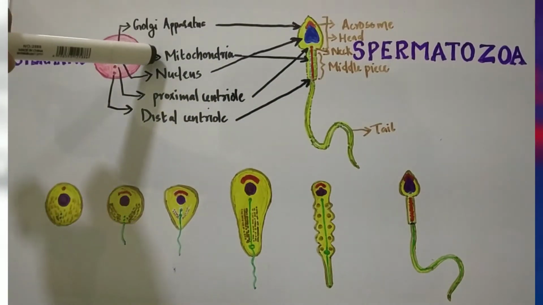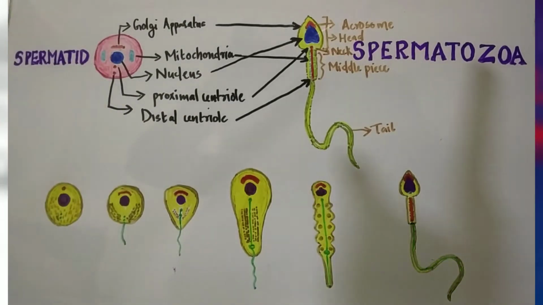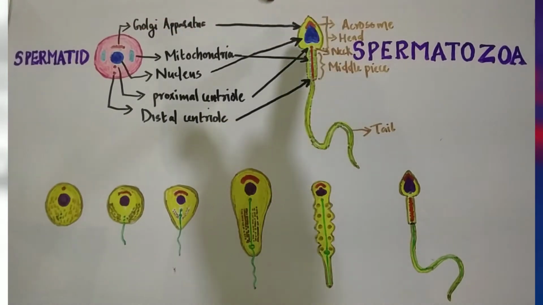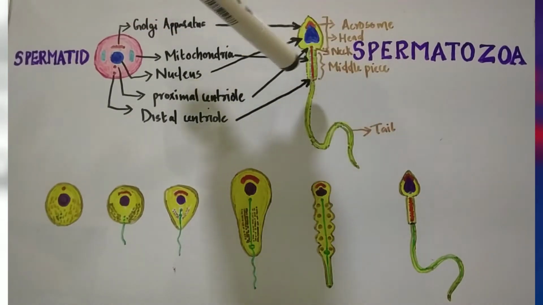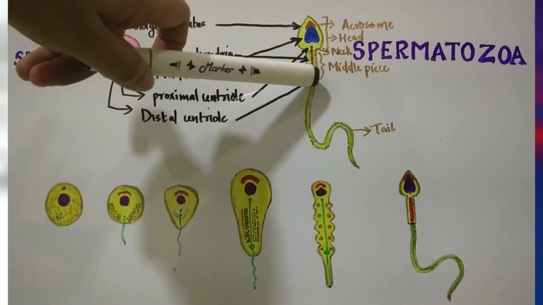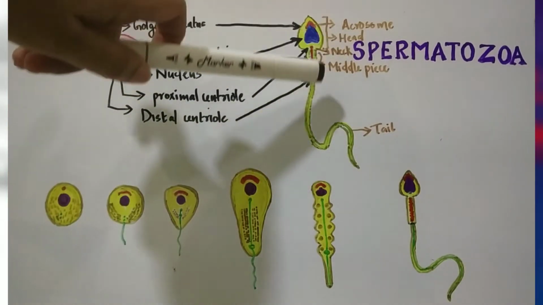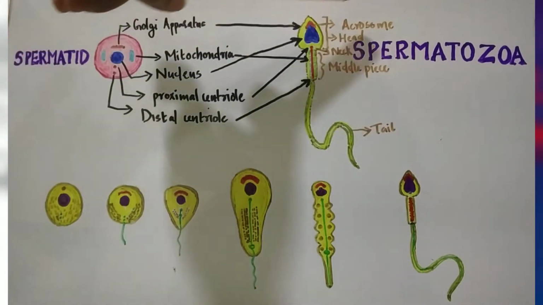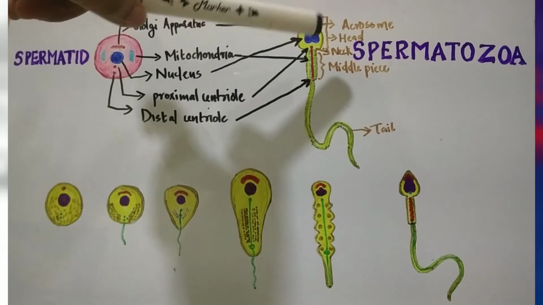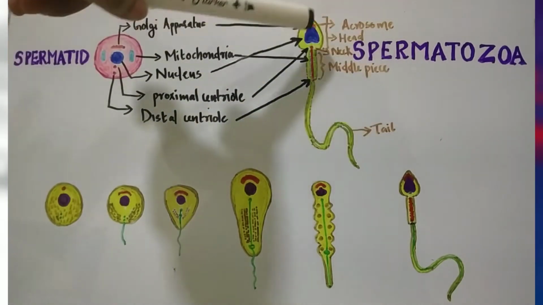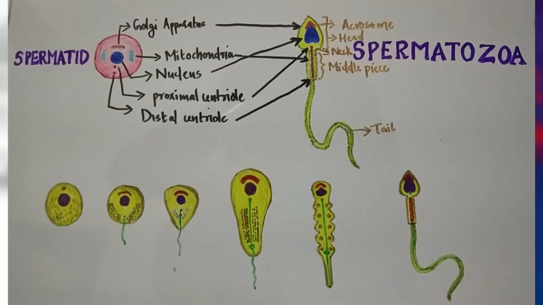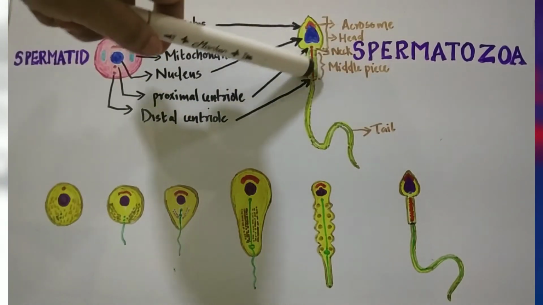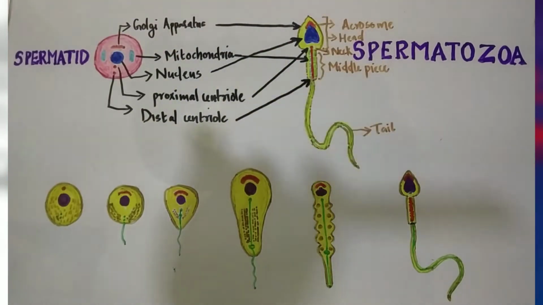Next is the mitochondria. When a spermatid is converting into spermatozoa, the mitochondria form a spiral sheath and cover the middle piece, that is, the area between the neck and the annulus. The axial filament in this area is covered by the mitochondria. The axial filament along with the spiral mitochondria form the middle piece of the spermatozoa.